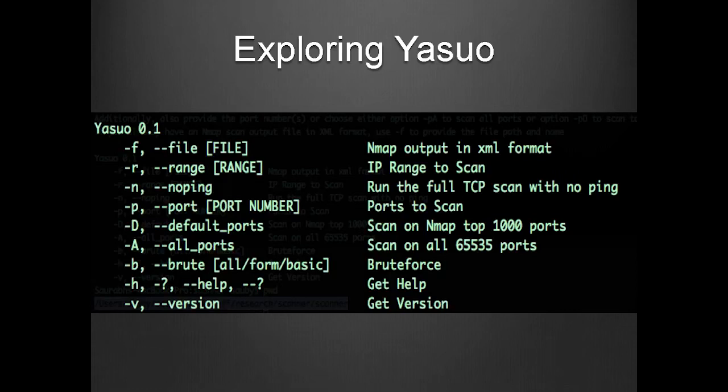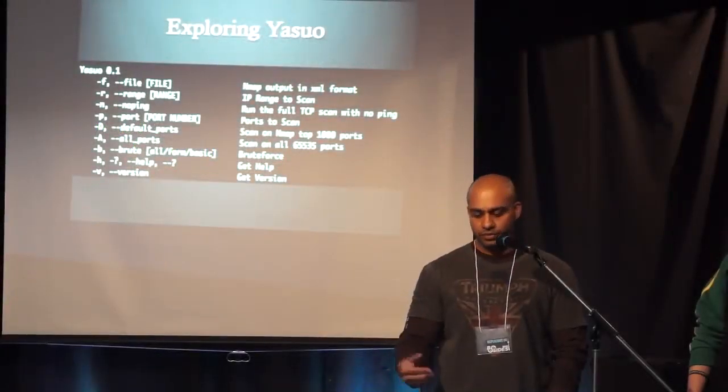-B is interesting because through -B, you can brute force the applications that Yasuo finds. So in the end, Yasuo will tell you that, hey, I found this application on this port, and this is vulnerable to remote code execution or RFI, LFI. But this application also implements HTTP basic or form-based authentication. So if you choose to, using the -B option, you can either brute force form-based authentication or HTTP basic authentication or all of them. So if you do just -B all, it'll brute force everything.